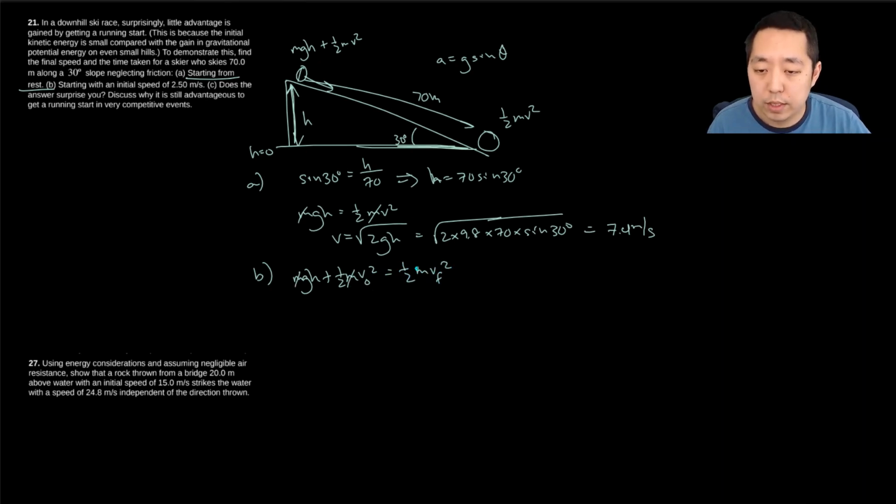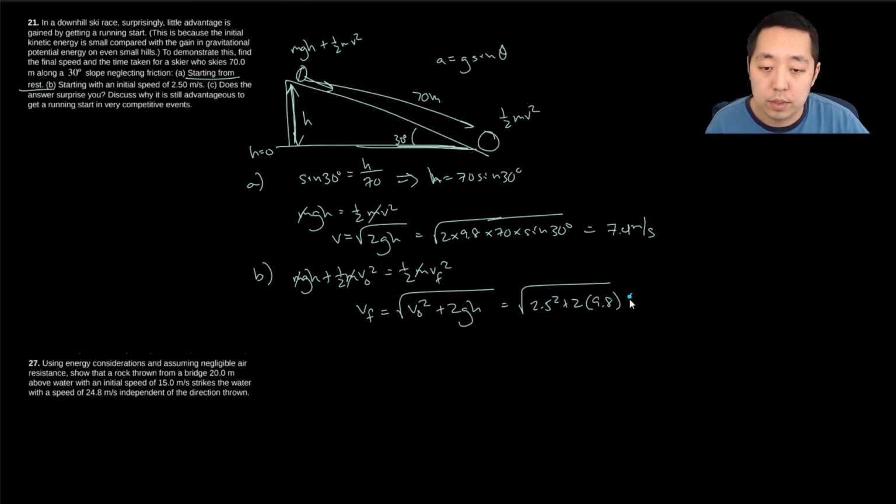Again, the m's will cancel. But now vf is going to be the square root of, when I multiply by 2, v naught squared plus 2gh. I don't know if you recognize this, but this is just like our kinematic equations, right? So it's going to be 2.5 squared plus 2 times 9.8 times 70 sine 30 degrees. And I get 7.80 meters per second.